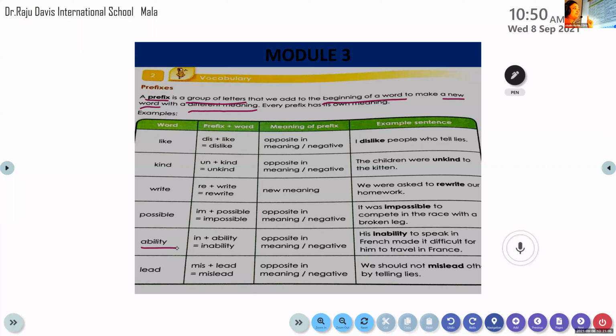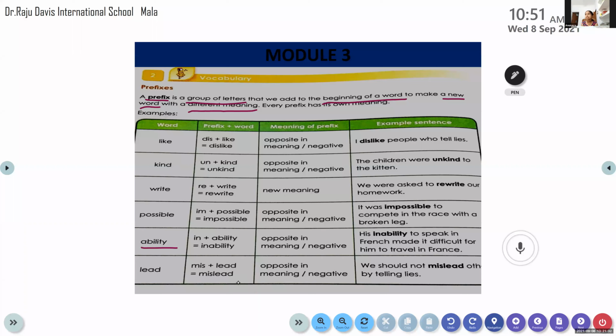Antonym. Opposite of lead. Just now we added the prefix mis and we made the antonym of the word, opposite in meaning or having a negative meaning. So what is the new word that we got here by adding the prefix mis?